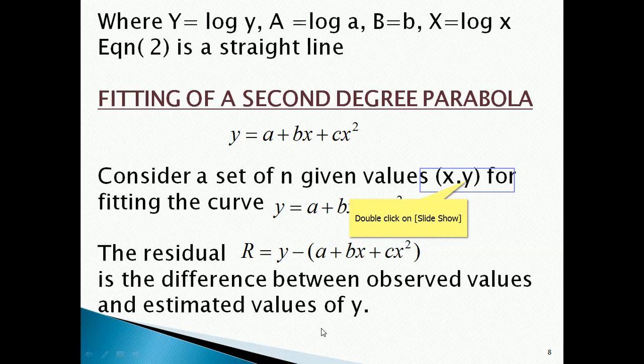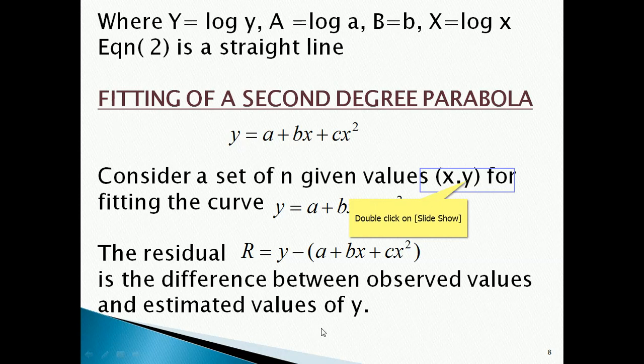Okay, now I'll explain the method of fitting of a second degree parabola. Y is equal to a plus bx plus cx square. Second degree equation in x, it is known as the parabola. That parabola may also be in the form y is equal to ax square plus bx plus c. Both are same. Once again we are using the method of least squares. This is exactly similar to the method of fitting a straight line y is equal to a plus bx.